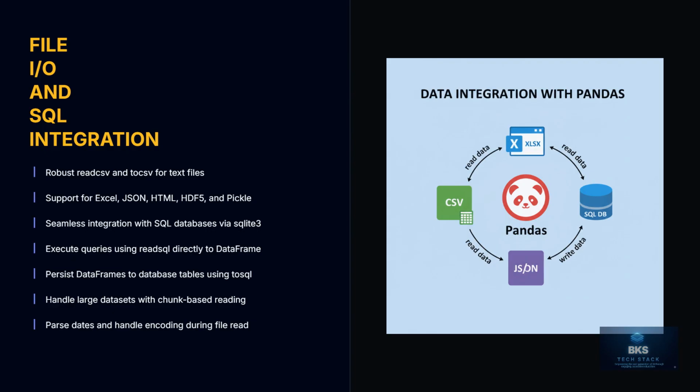Pandas is not an isolated tool. It connects seamlessly with the broader data ecosystem. It supports reading and writing to a vast array of file formats, including CSV, Excel, JSON, and HDF5. Crucially, Pandas integrates directly with SQL databases. Using libraries like SQLite3 or SQLAlchemy, you can execute SQL queries and load the results directly into a data frame using read_sql. Conversely, processed data frames can be written back to a database using to_sql. This interoperability makes Pandas a central hub for data pipelines, allowing you to ingest raw data, process it in memory, and export the refined results to permanent storage.